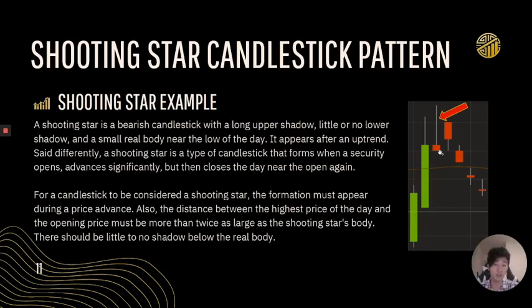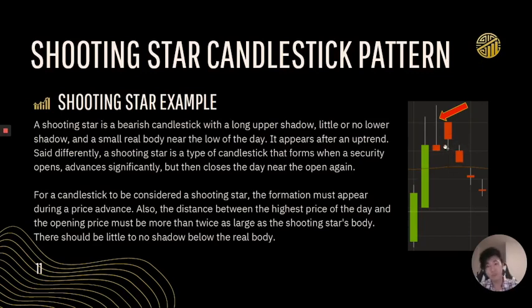So this is a bearish candlestick with a long upper shadow, right? You can see this long upper shadow. It's basically the opposite from the hammer. Little or no lower shadow, right? There's no lower shadow, and a small real body. Same thing, near the low of the day, but it's going to be red because it's bearish. So it appears after an uptrend, okay? A shooting star will only appear after the stock has been moving on up, which is a good indicator that you should probably look to sell after you see an inverse hammer or this shooting star, correct?